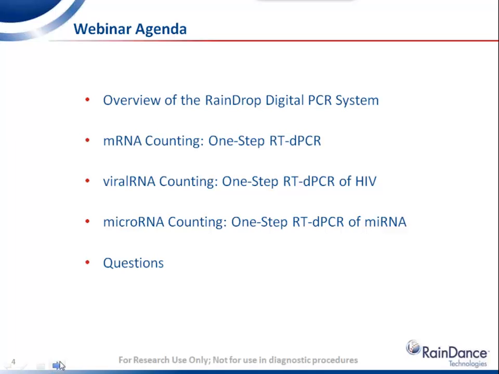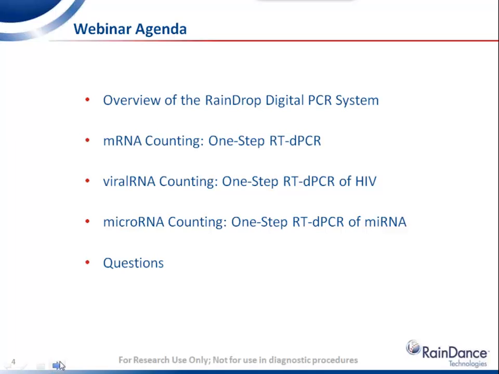Thank you very much, Chris, and thanks everyone for taking the time today to join our webinar. First, I'm going to give an overview of the RainDrop Digital PCR System, an extremely powerful tool for quantifying nucleic acid targets of interest. I'm going to be focusing on counting RNA.